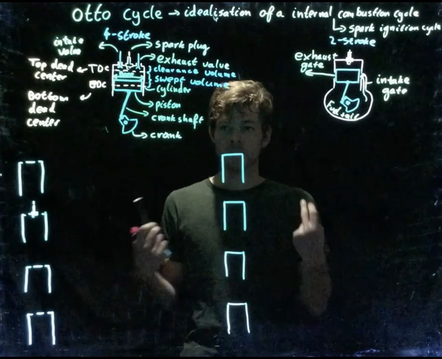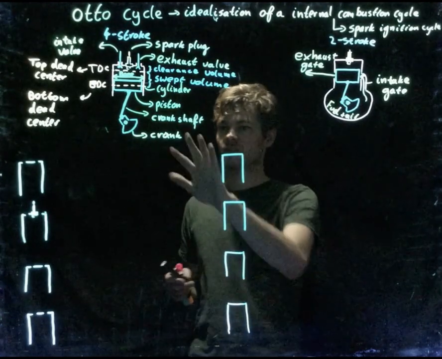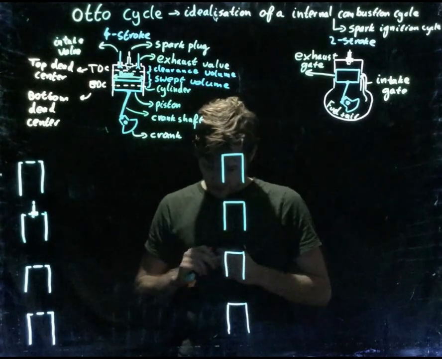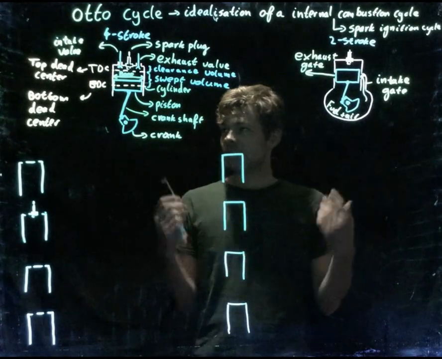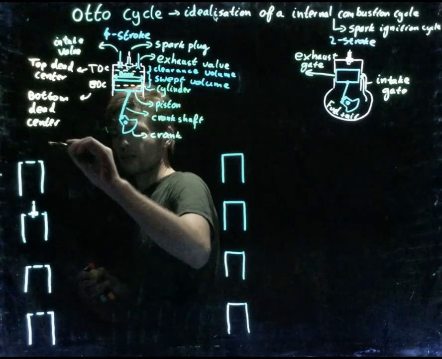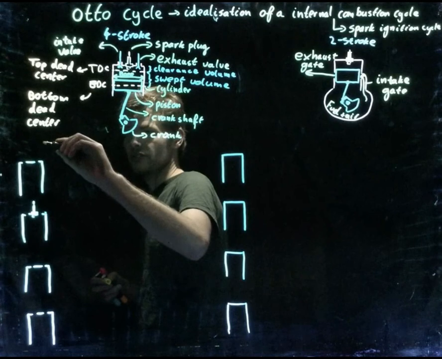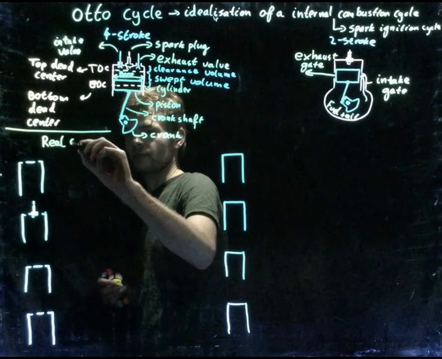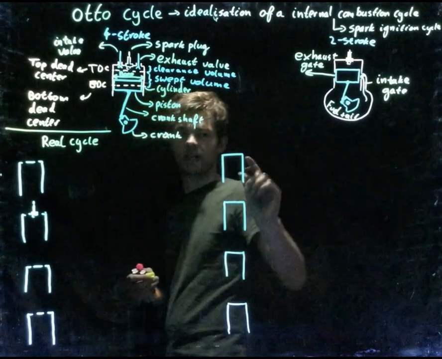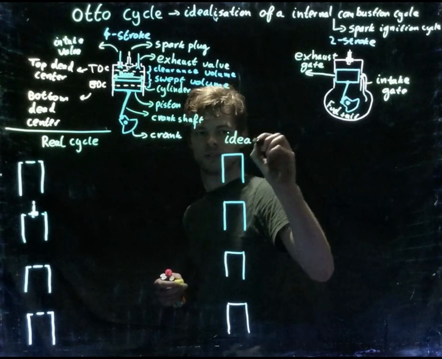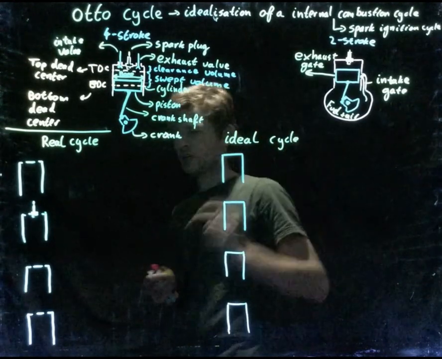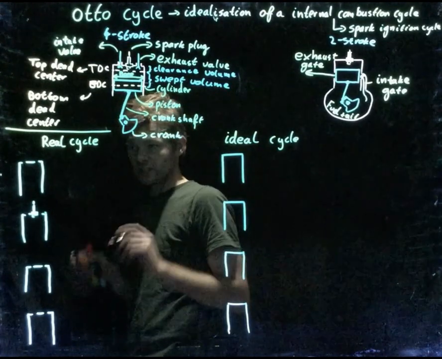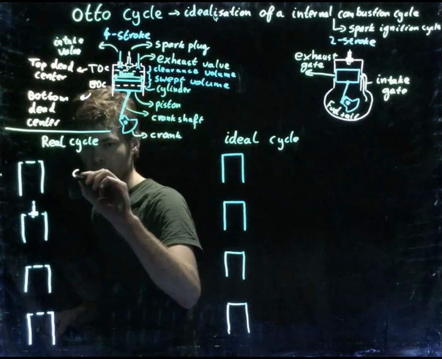Now I'm going into the working principle, which is probably more important than the layout which we just discussed. And the Otto cycle, actually the real cycle, so the gasoline engine cycle, I'm going to write down here. This is the real cycle. I'm going to discuss the real cycle first and then go to an ideal cycle. So in the real cycle, the first stage I'm going to discuss is the compression stage. Compression.